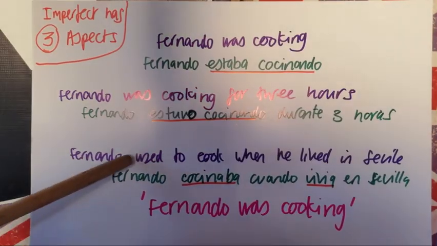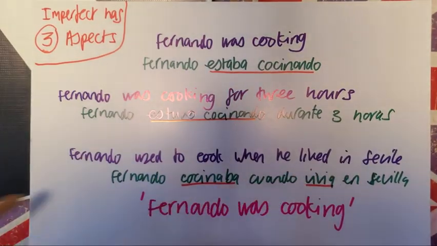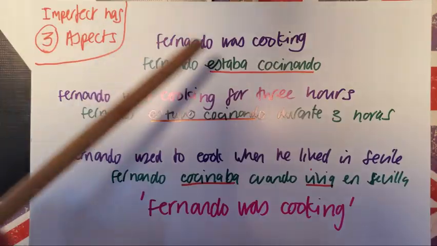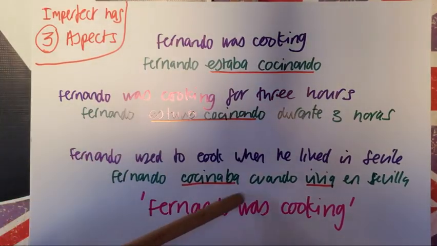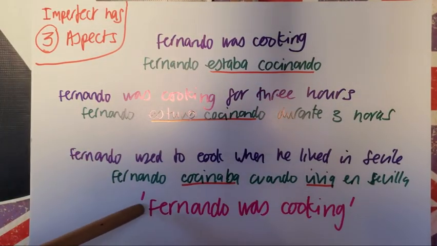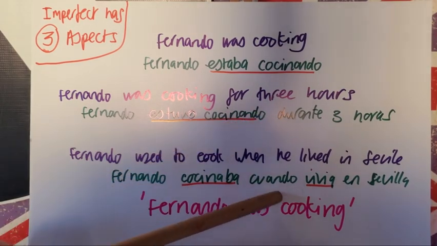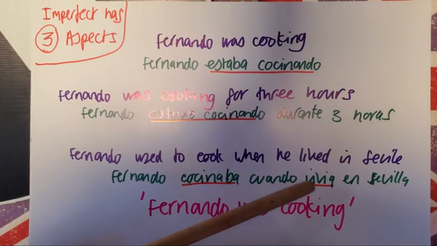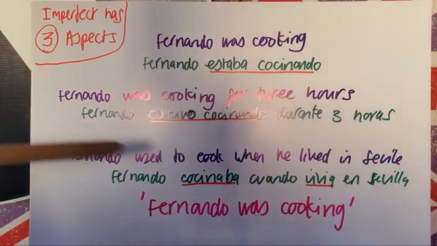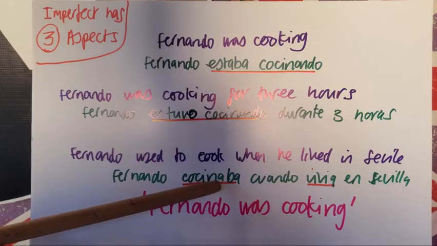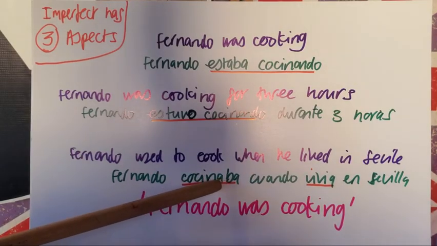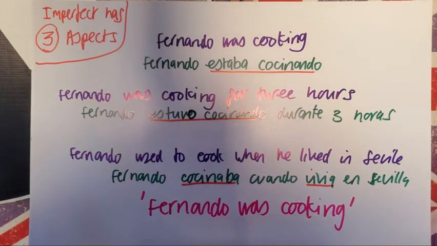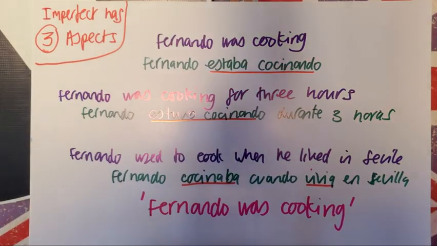Now, when Fernando used to cook, when he lived in Sevilla, i.e. an action that occurred over a period of time, you don't use estaba cocinando cuando vivía en Sevilla. You don't use estuvo cocinando. Because it was over a long period of time, you say Fernando cocinaba cuando vivía en Sevilla. You also use the imperfect simple when you are describing a story or recalling something.